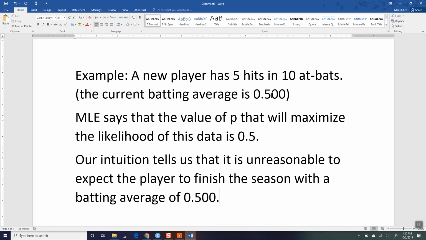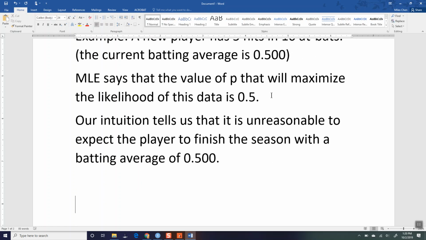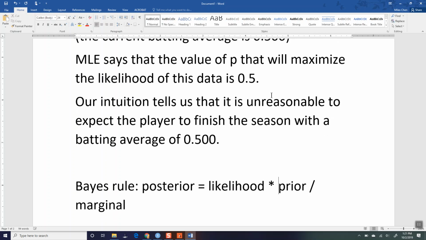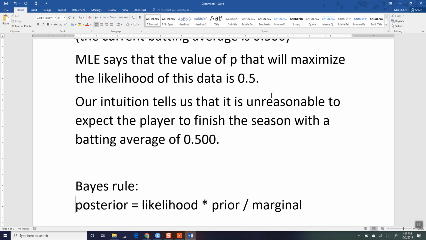Now, how can we go about doing this? This is where we are going to use Bayes' rule. I'm just going to use the terminology: the posterior distribution is equal to the likelihood times the prior divided by the marginal. Let's go ahead and write it like that.